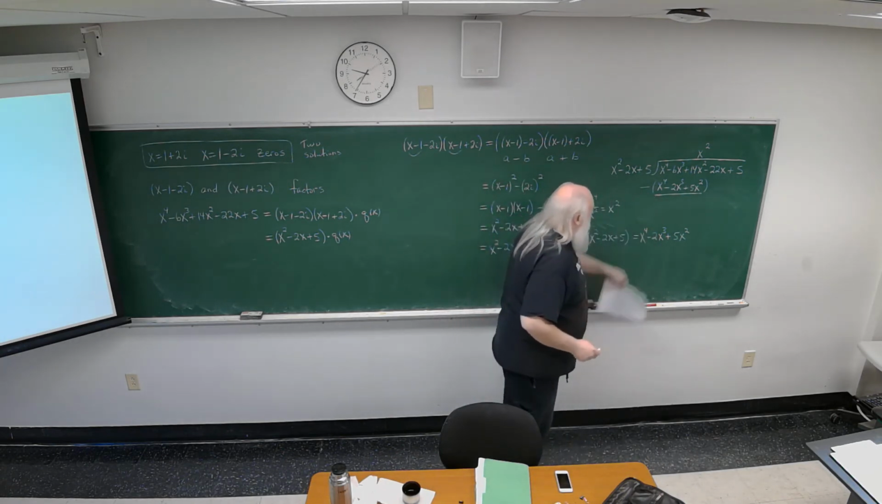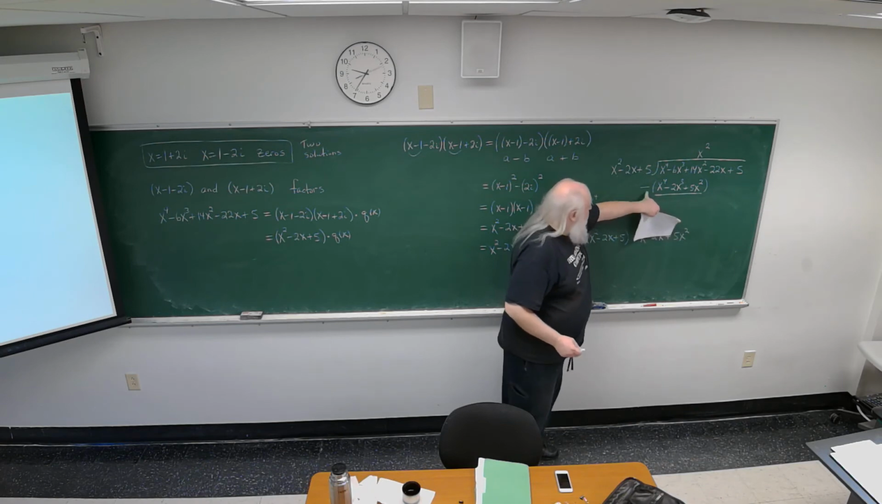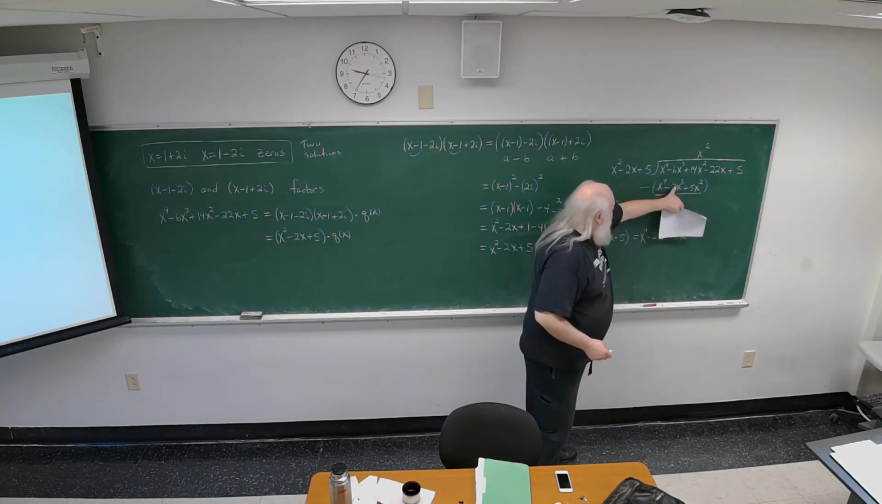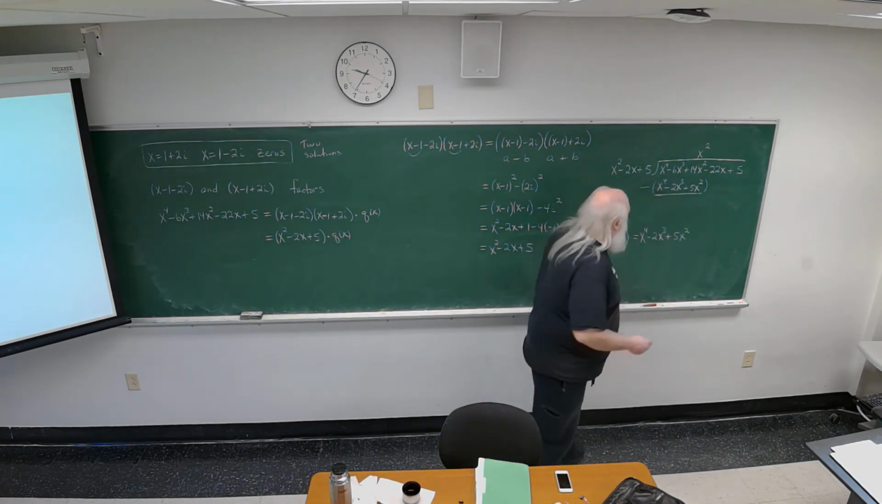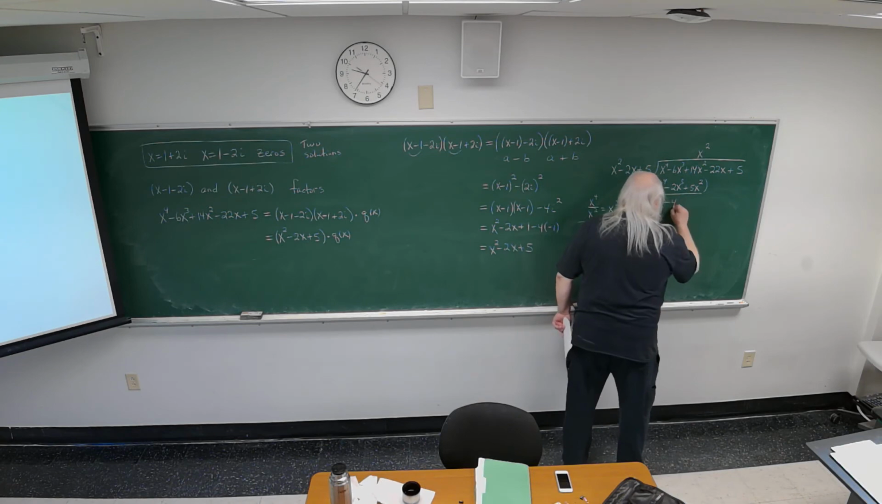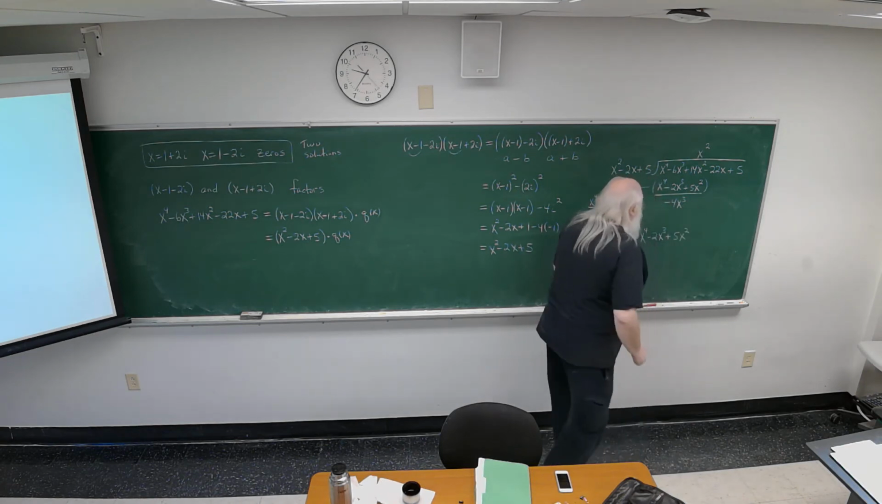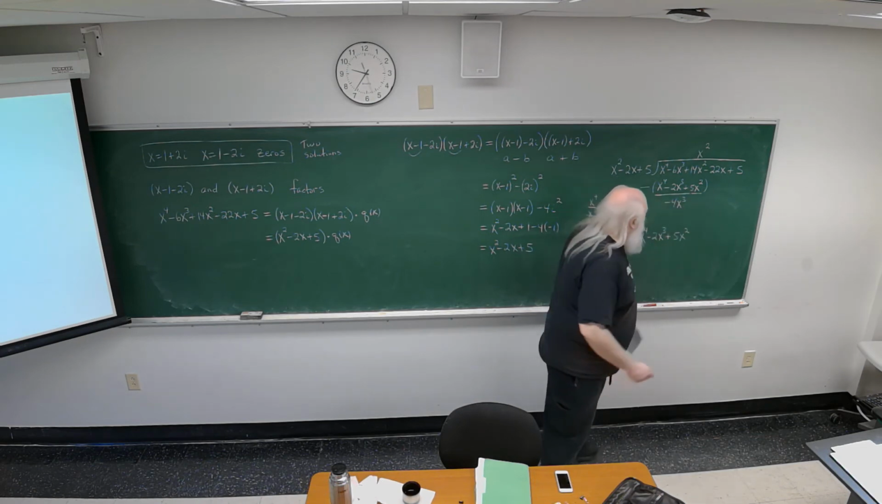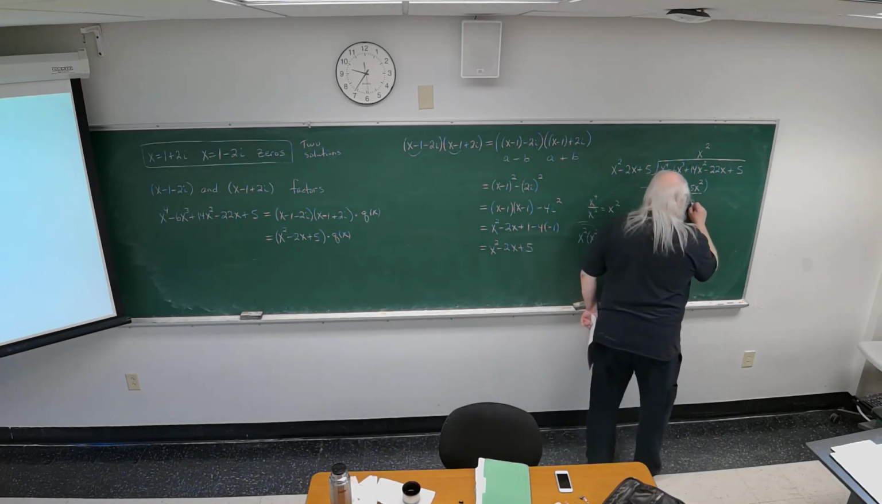And remember, the first column should go away. So we distribute the minus sign. You have x to the fourth minus x to the fourth, which is 0. You have minus 6x cubed plus 2x cubed, which is minus 4x cubed. And you have 14x squared minus 5x squared, which is 9x squared.